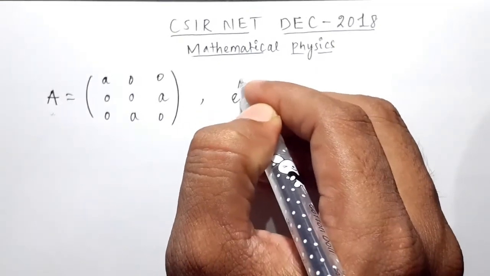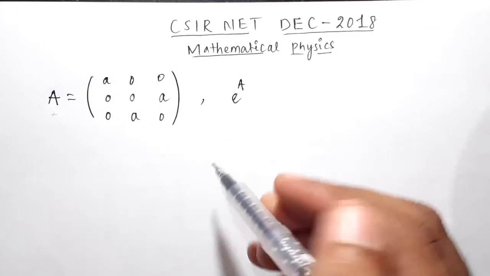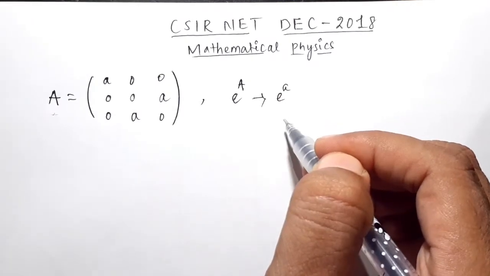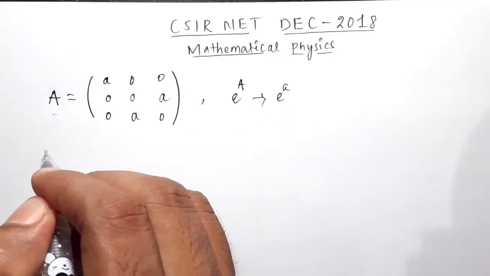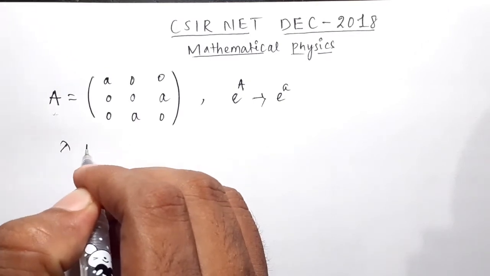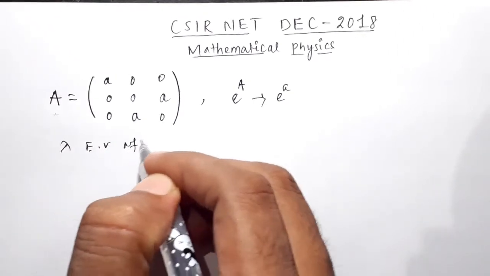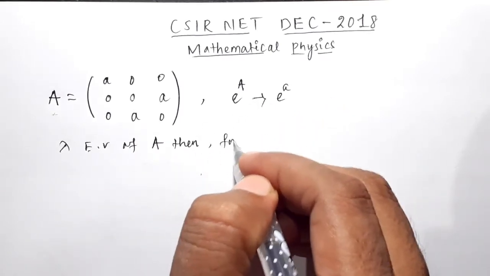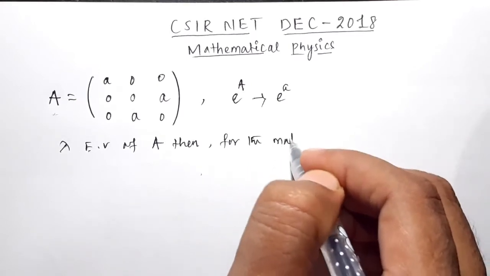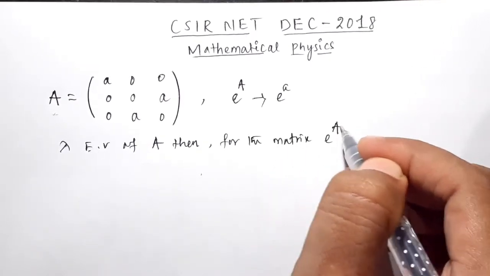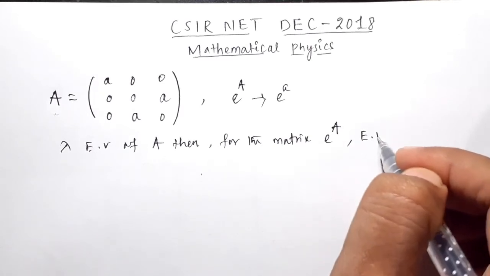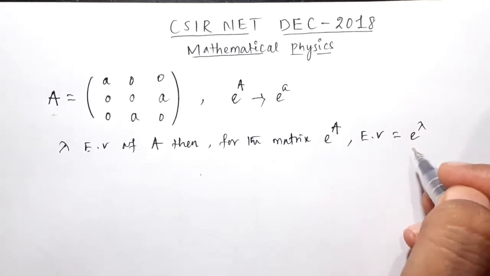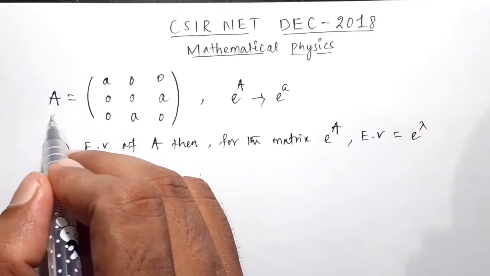It asks about the matrix e to the power A. The eigenvalue corresponding to this matrix is e to the power small a. This is one of the eigenvalues. We have to know the rule that if lambda is an eigenvalue of a matrix A, then for the matrix e to the power A, the corresponding eigenvalue is e to the power lambda. Exactly, we have to find the eigenvalues of this matrix.